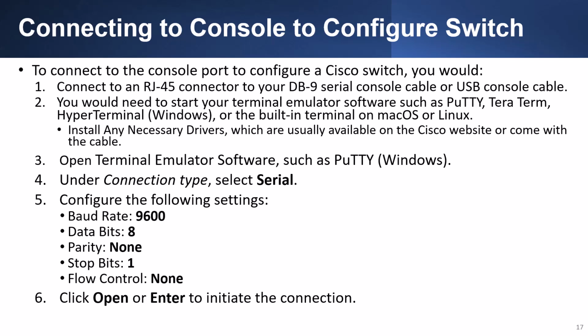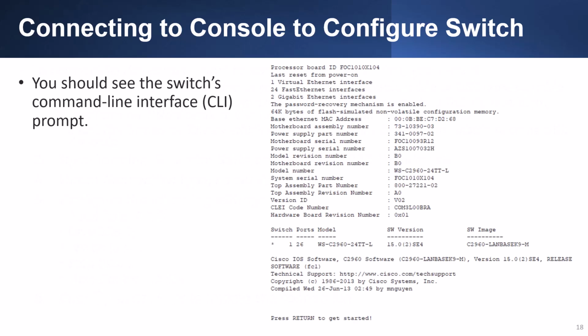Open terminal emulator software such as PuTTY, and under Connection type, select Serial. Configure the following settings, where the baud rate is 9600, data bits is 8, parity none, stop bits 1, and flow control is set to none. Click Open or press Enter to initiate the connection. You should see the switch's command line interface prompt.